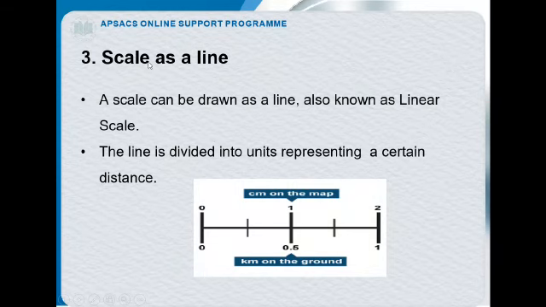We have the third type of scale, that is we can use scale as a line, or we can also call it linear scale. In this type of scale, the line is divided into units representing a certain distance. You can see in the figure that the line is equally divided into different fractions, and so you can see centimeters on the map will be actually kilometers on the ground. That means the size will be reduced from kilometers to centimeters. You can use different units for reducing the size of any physical feature.